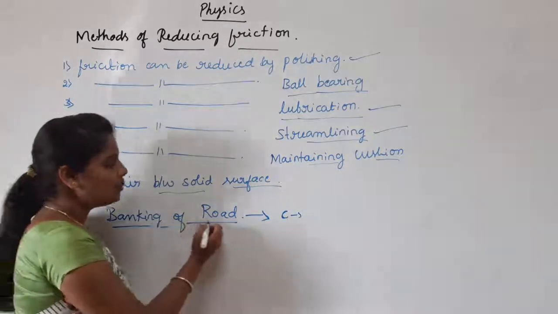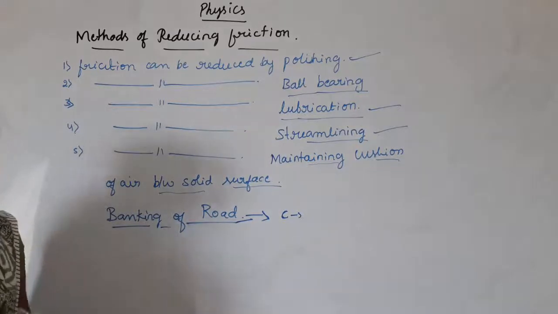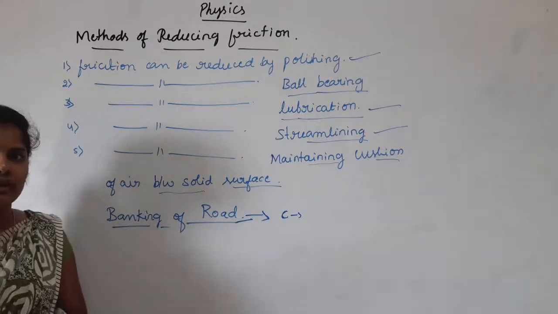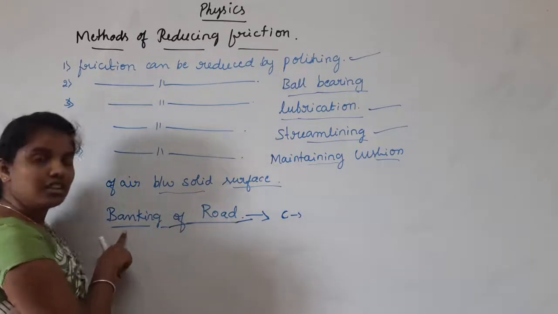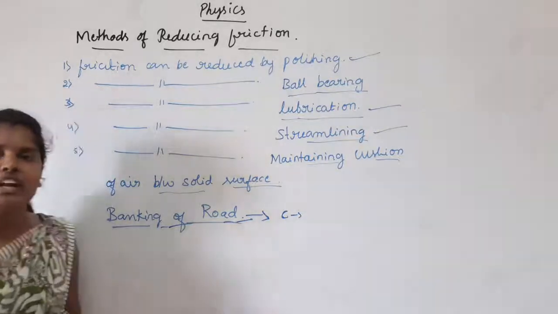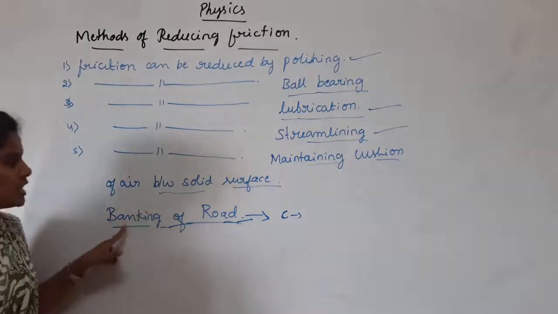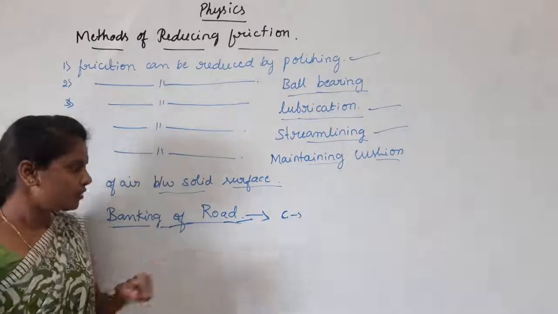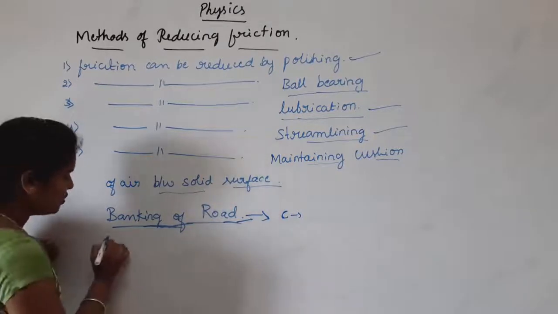So what do we mean by banking of road? Banking of road means providing the necessary centripetal force to the vehicle. That is called banking of road.